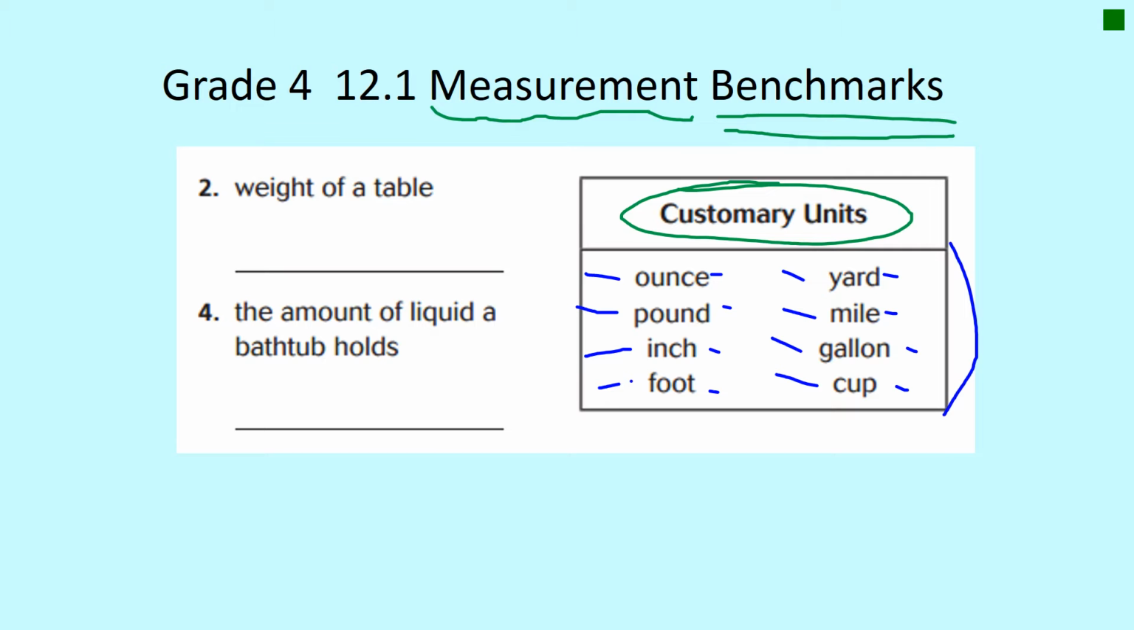Okay, so we really, for weight, have to choose from ounce or pound. Ounces are pretty light, and like I said, pounds are like a big hardcover book. So if I were going to weigh a table, I would use pounds.